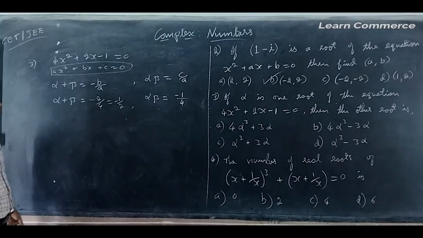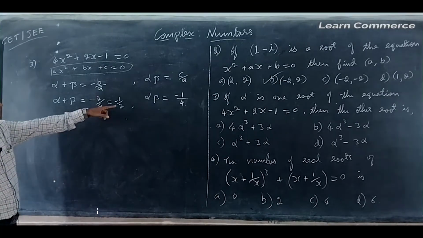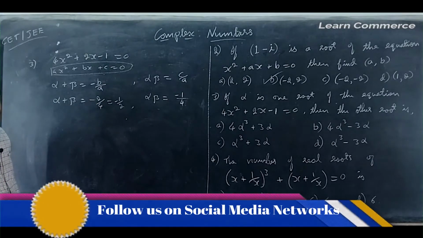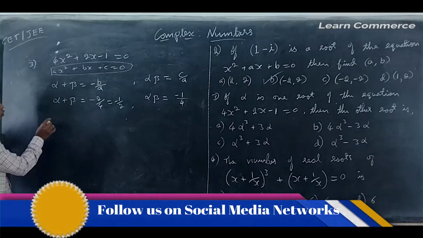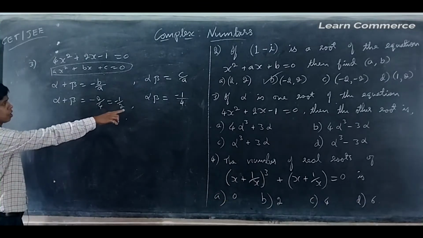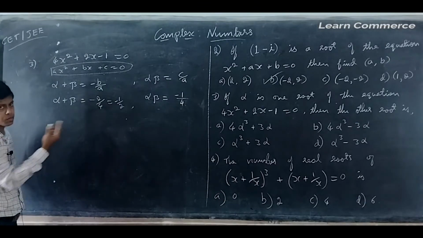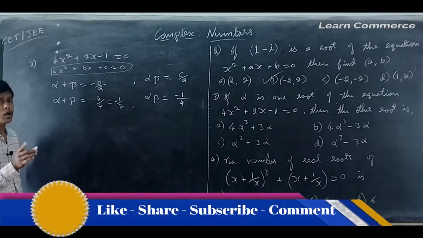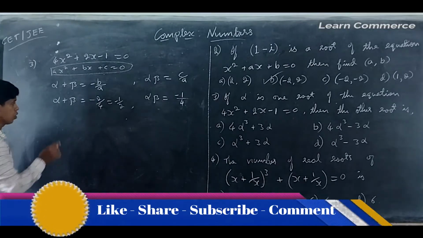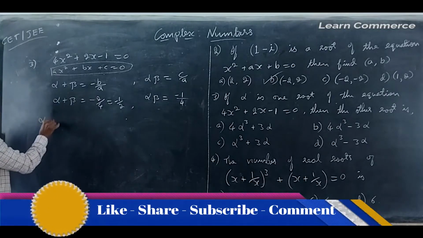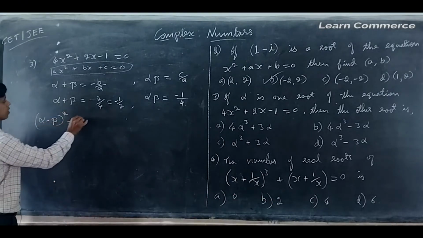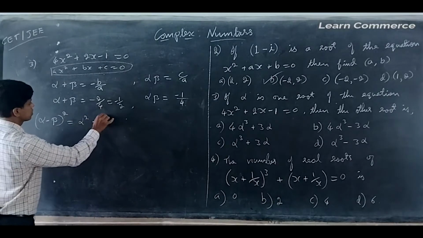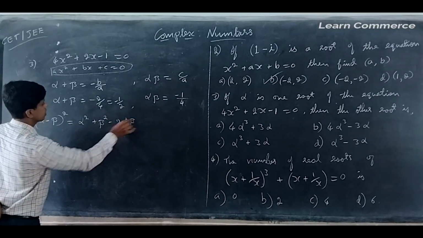So now you have minus half and minus 1 by 4. You have to find alpha and beta. We have an easy way for that. You can substitute alpha here and proceed one way, or there is an easier way. I'll tell you how. See, alpha minus beta whole square, what is it? It is alpha square plus beta square minus 2 alpha beta, is it not?